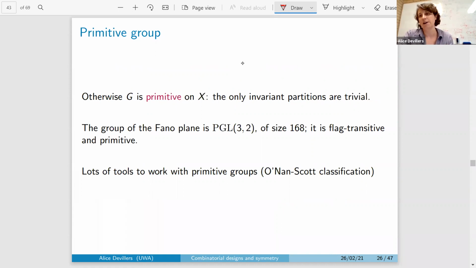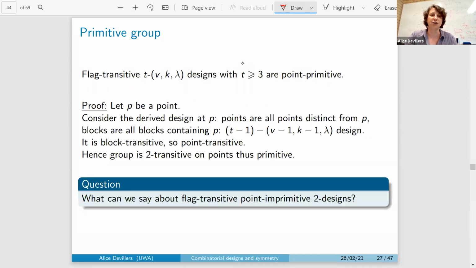If it's not imprimitive, then it's what's called primitive: the only invariant partitions are trivial. For instance, the group of the Fano plane is flag transitive and it is primitive. There are lots of tools to work with primitive groups, and a lot is known about things that have a primitive automorphism group. But in this project, we were interested in looking at imprimitive, so the other case, the one where you do have a partition.